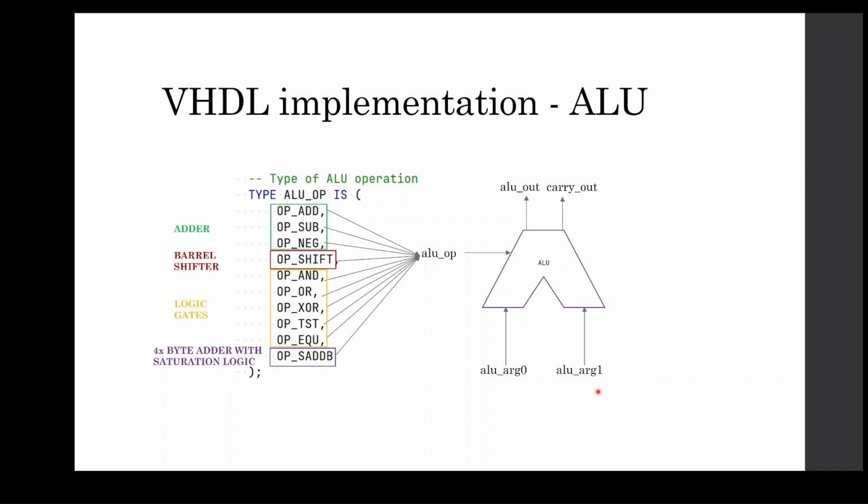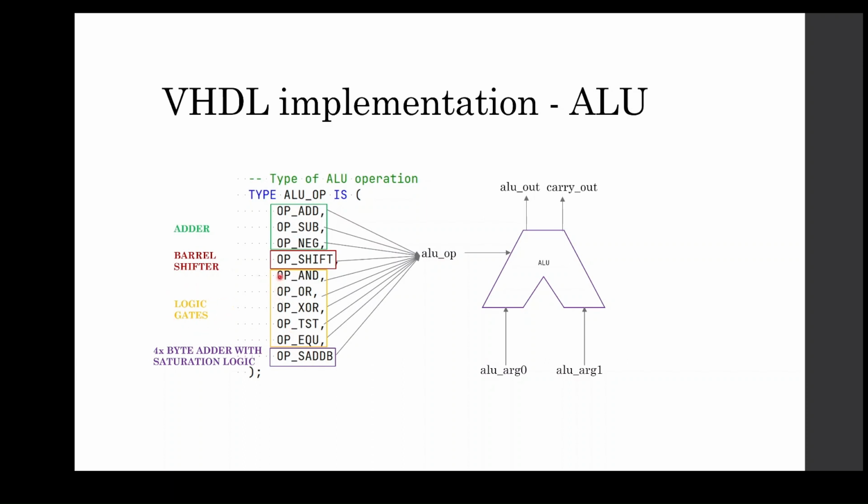If the shift amount is negative, then we implement a left shift. If the shift amount is positive, then we implement a right shift using the barrel shifter. The next few operations, AND, OR, XOR, test, and equals, are implemented using logic.